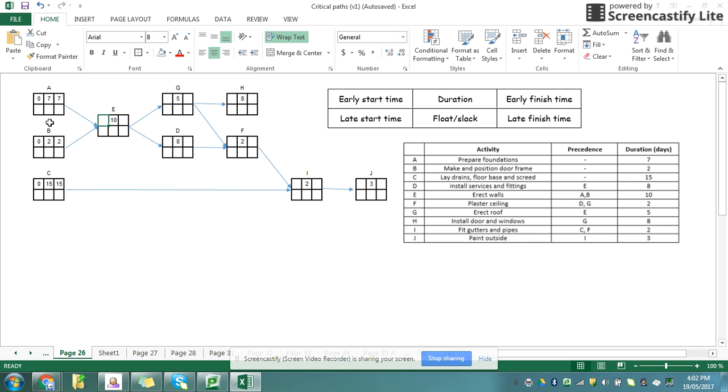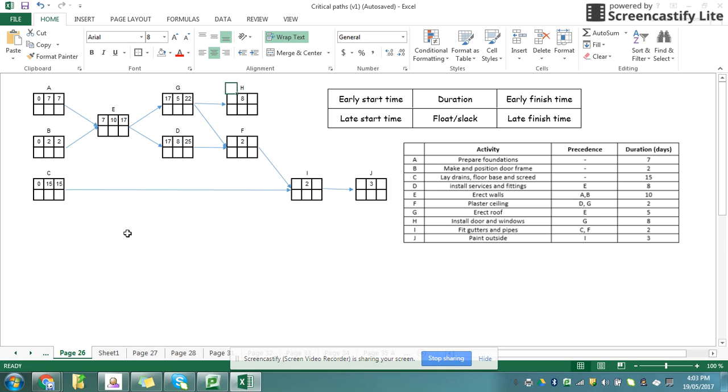Now, because task A and task B both have to happen before you can do task E, then the earliest we can start task E is the latest time between those two. So therefore, the earliest time it can start is after 7, and therefore it will finish after 17 days. Now that is flowing into both task G and task D, so both of those can start after 17 days. Task D will finish after 25 days, and task G will finish after 22 days.